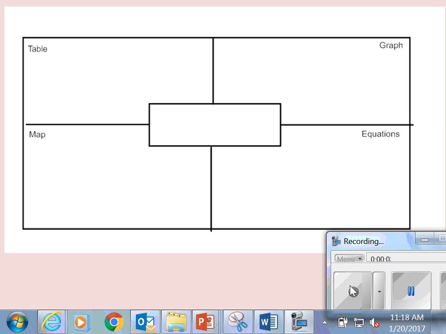Linear functions and nonlinear functions. And here's your graphic organizer. Go ahead and label the 4 different sections.